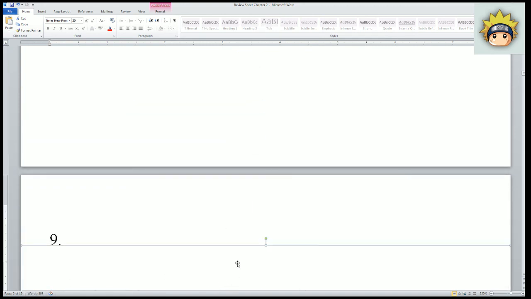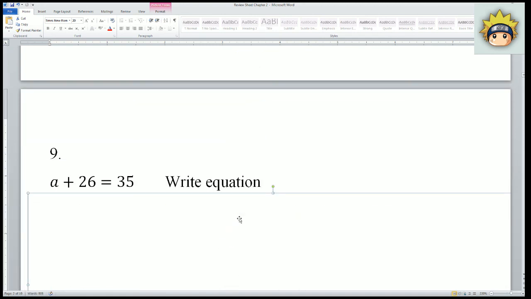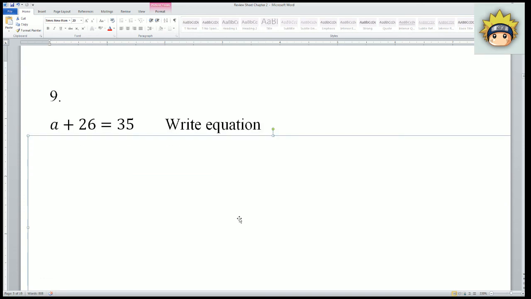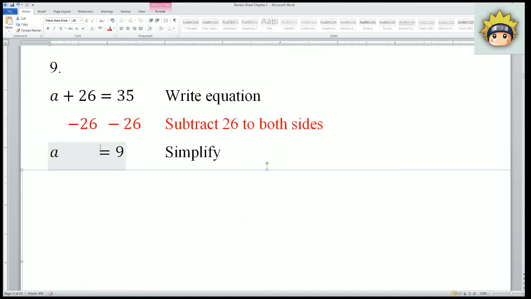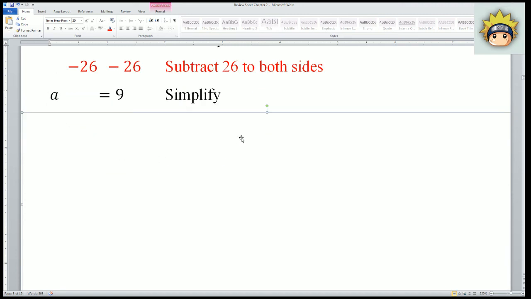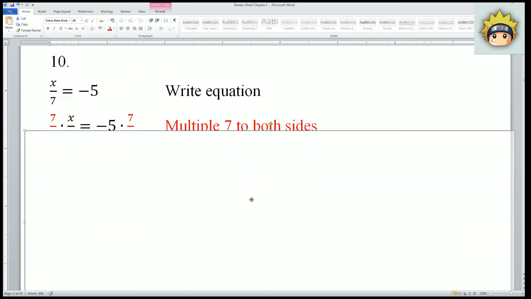All right, 9. We have a plus 26 equals 35. A is not alone. Okay, it has a plus 26. So what we have to do is subtract 26 from both sides. Once we subtract 26 from both sides, we see some simplification. A is what is left over on the left-hand side. 35 minus 26 is equal to 9 after some simplification.